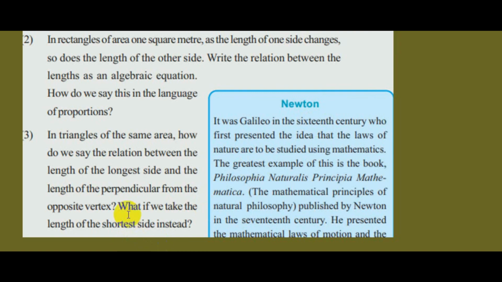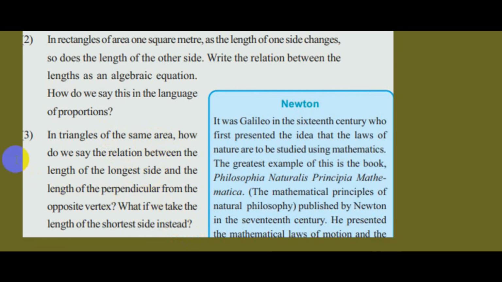Now, read the third question. In triangles of the same area, how do we say the relation between the length of the longest side and the length of the perpendicular from the opposite vertex? What if we take the length of the shortest side instead? Okay, here we are asked to consider all triangles with the same area. What relation is there between the longest side and the perpendicular distance from the opposite vertex to that side?